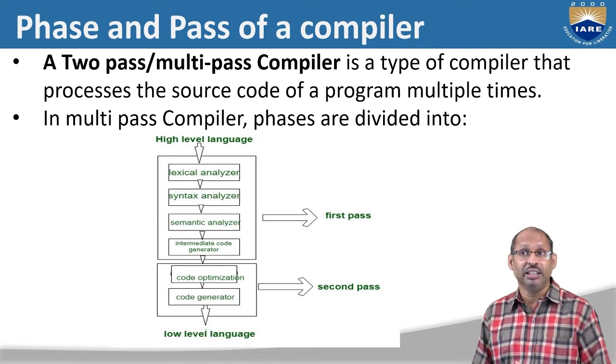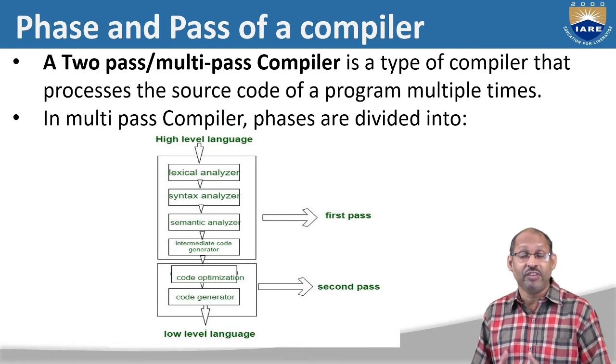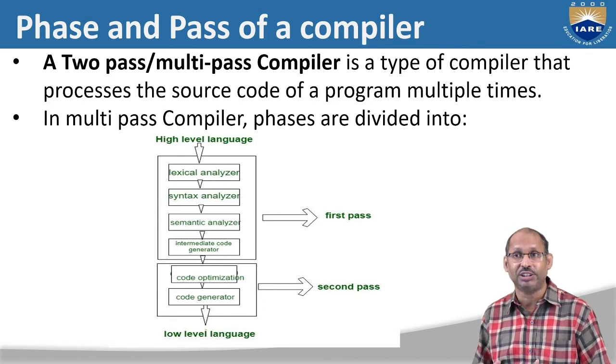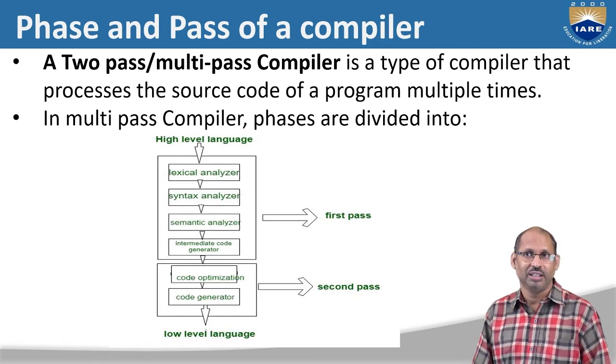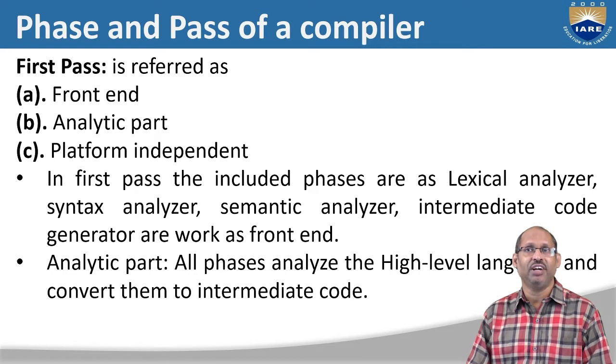So here, if we divide them into first pass and second pass, we can optimize the intermediate representation more efficiently, or we can move the intermediate representation from one system to another system, one operating system to another operating system. It will support portability. So we use the second pass, which is restricted to the particular local machine, to convert to the low level language. So the first pass we refer to as the front end, the analysis part, platform independent.